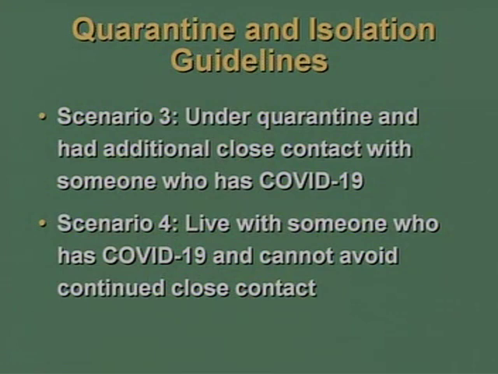So the next scenario is where it gets tricky. So you're under quarantine and you've had additional close contact with someone who has COVID-19. So this is the example, and this is where it gets very confusing. If a student goes home with COVID-19 and there's 2 or 3 other students in the house with that student, they cannot isolate themselves. They're going to be with the person that has COVID.